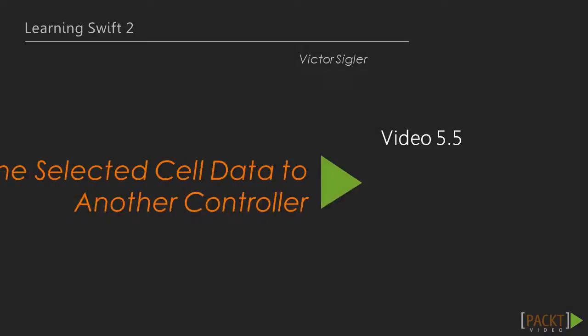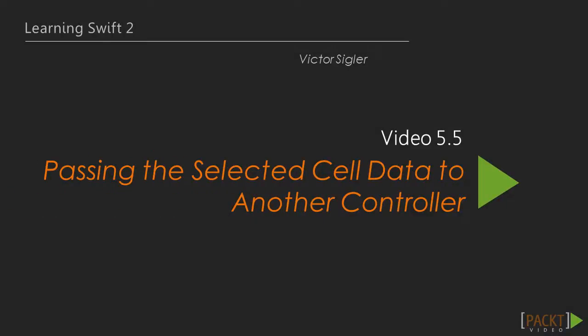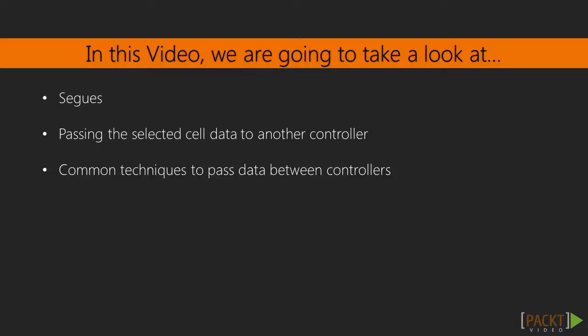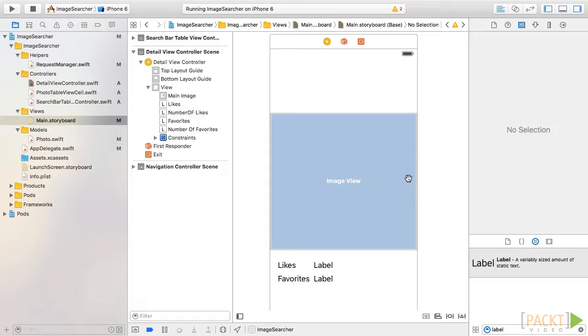In the previous video, we looked at how to set up a Detail View Controller class. In this video, we will be learning about Segues in iOS, discover methods on how to pass data from a selected cell to another controller using Segues, and finally, we will see the main techniques used in iOS to pass data between controllers. Let's start talking about Segues in iOS.